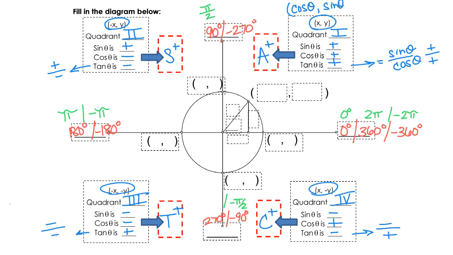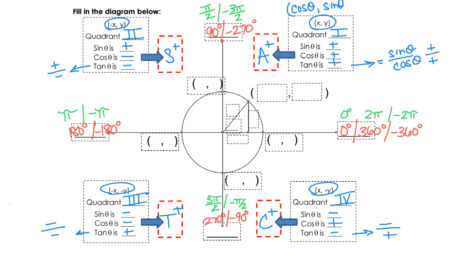And then we just have the 270s, and hopefully you remember that that is 1.5 times around, and 1.5 is the same thing as 3 halves, or 3 pi over 2. This would be negative, and this one would be positive 3 pi over 2. And all of our landmark angles are written in degrees and in radians.